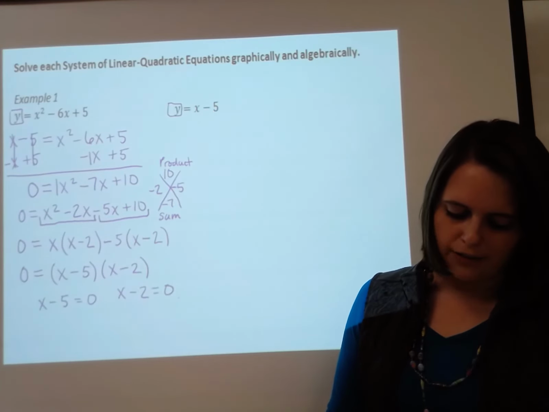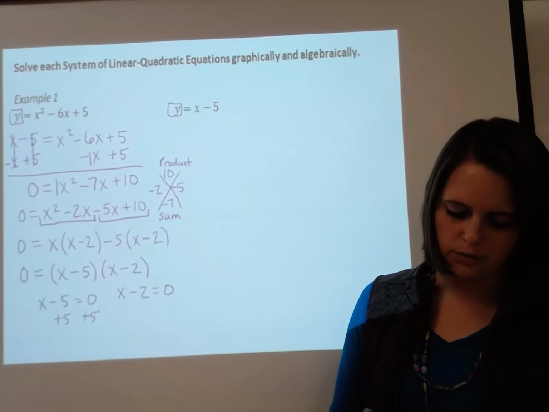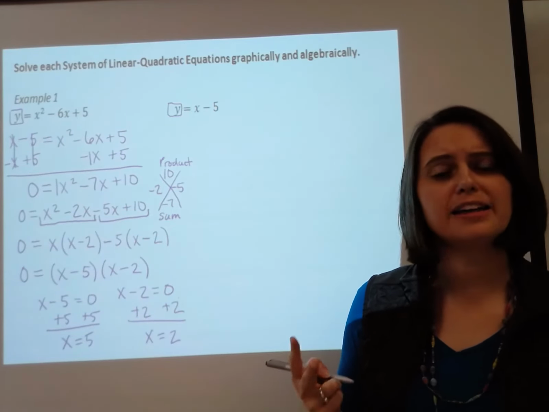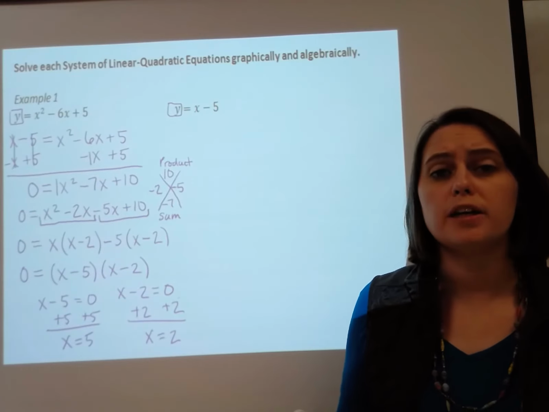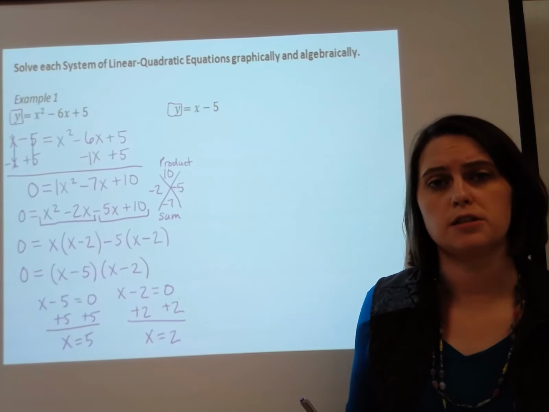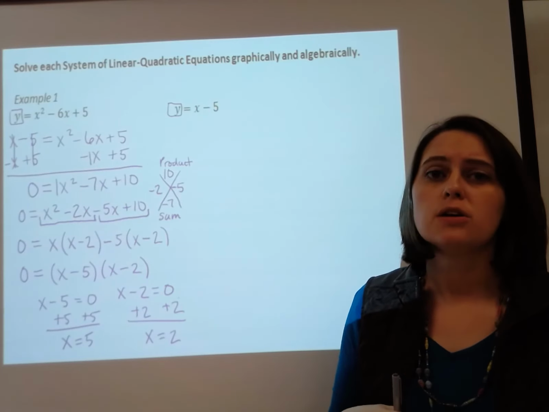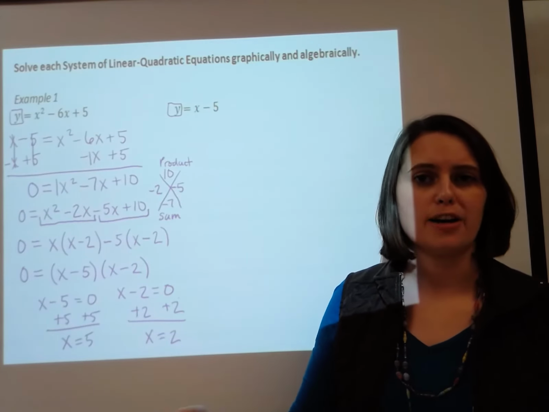When we solve, we'll add 5. So x equals 5. And then we'll add 2, and x equals 2. So finding those two x values, we know now that we have two solutions. We don't know the exact solutions because these only give us our x values. We'll then need to go back and plug in and find our y values.